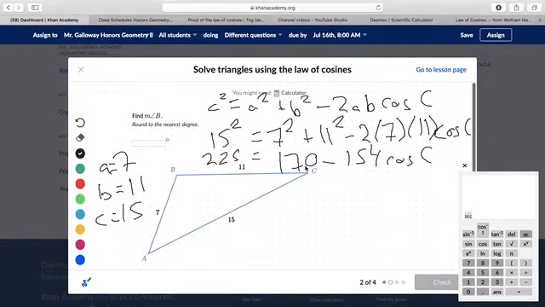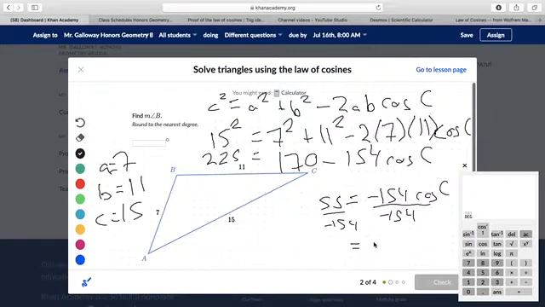Now we're going to combine like terms. We're going to get this 170 over here, so we're going to subtract 170 from both sides, and that's going to be 55 equals negative 154 cosine c. Lastly, we want to get cosine c alone, so we're going to divide by negative 154. And that's going to be 55 divided by negative 154. We can keep it that way. You don't need to make it a decimal. I prefer you don't, that way you don't have to round or write long decimals. So cosine c equals 55 over negative 154.